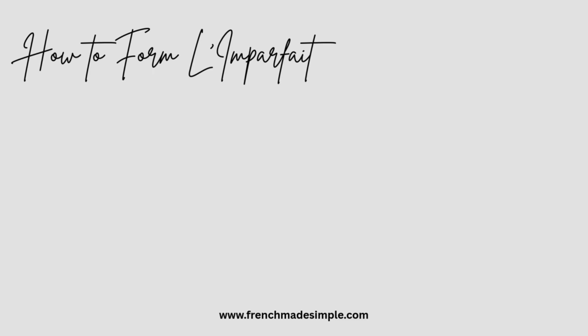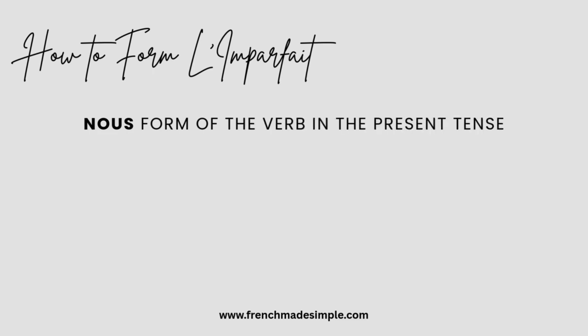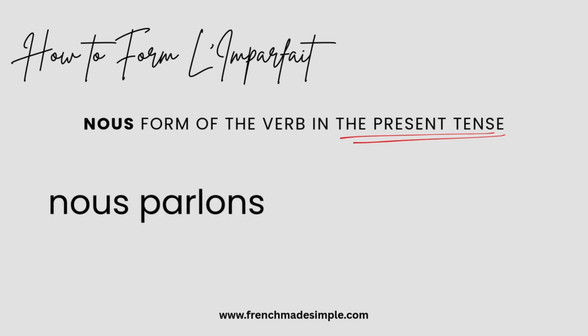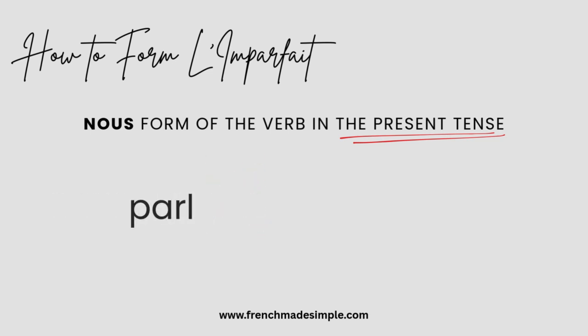So how do we form l'imparfait? It's actually simpler than it looks. First, take the nous form of the verb in the present tense. So, for parler, to speak, nous parlons. Drop ONS, that's going to give us parle. And then just add the imparfait ending.